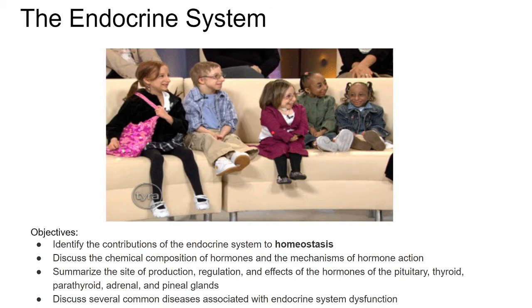We are going to be covering the endocrine system today. So our focus for this is to identify the contributions of the endocrine system to homeostasis, or that balance in the body. We're going to discuss the chemical composition of hormones and the mechanisms of hormone action. We're going to summarize the site of production, regulation, and effects of the hormones of several of the different glands in the endocrine system. And then we're going to discuss several common diseases associated with the endocrine system.